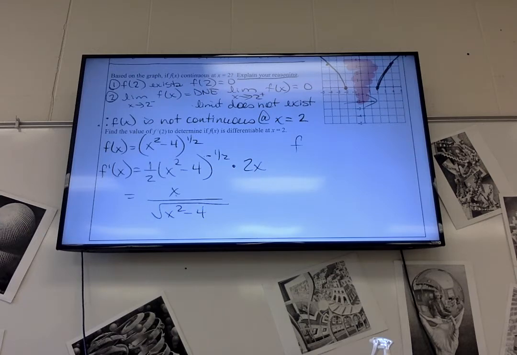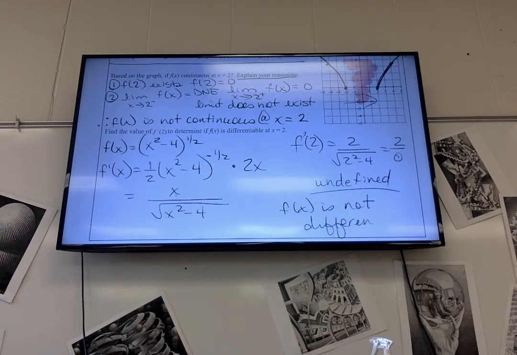And you plug in 2. 2 over 0 is 0. What? Is undefined. Yeah. When 0 is under the line, it's undefined. I didn't know that. I think we talked about that before. Probably. So f of x is not differentiable. What does that word mean? You can't take the derivative of it.